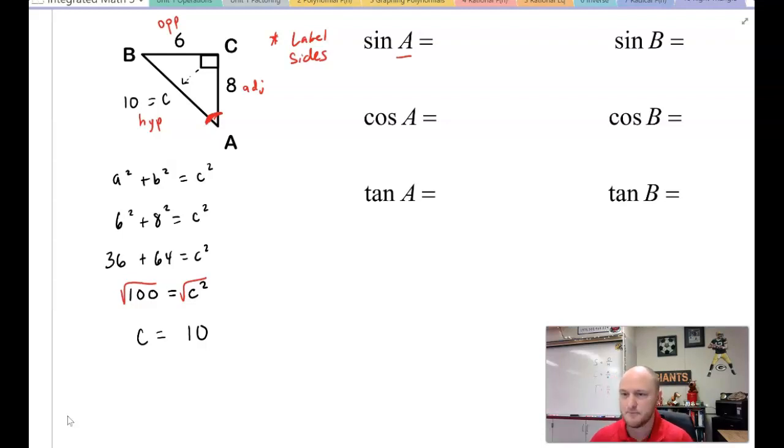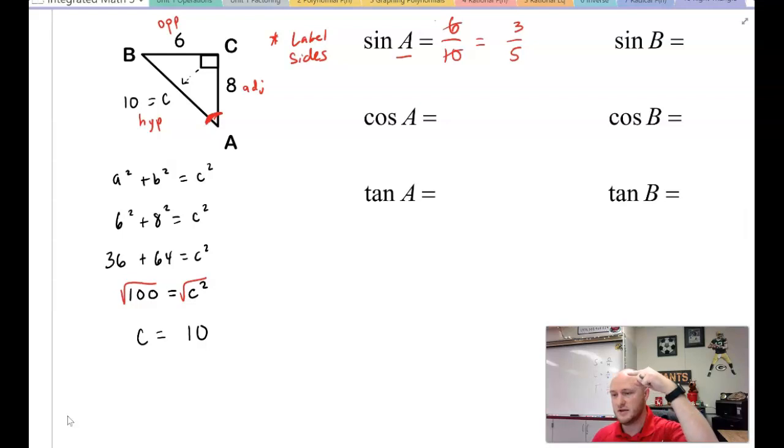Now that I've labeled it, I'm going to find the sine, cosine, and tangent of these values. Sine is opposite over hypotenuse. The side that is opposite is 6. The side that is hypotenuse is 10. 6 over 10. We can go ahead and reduce each of these by 2. And this gives us 3/5.